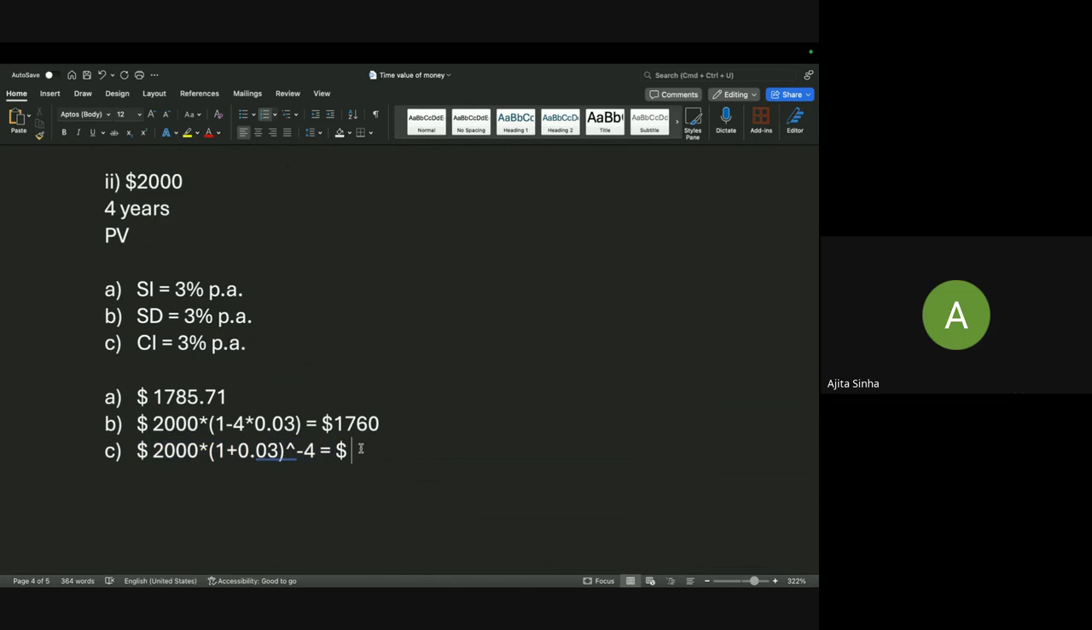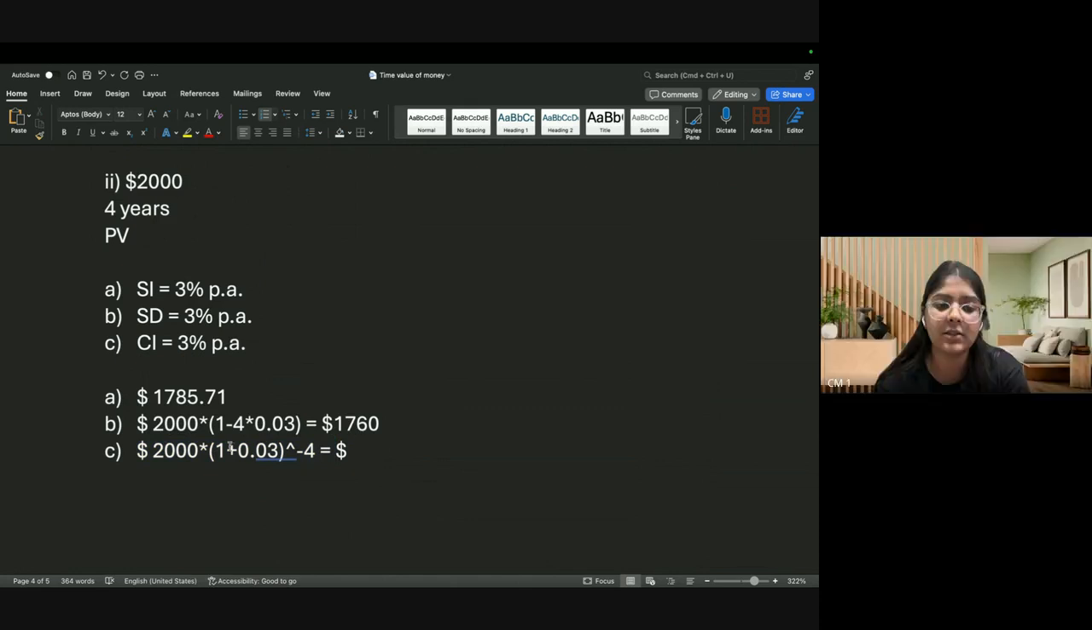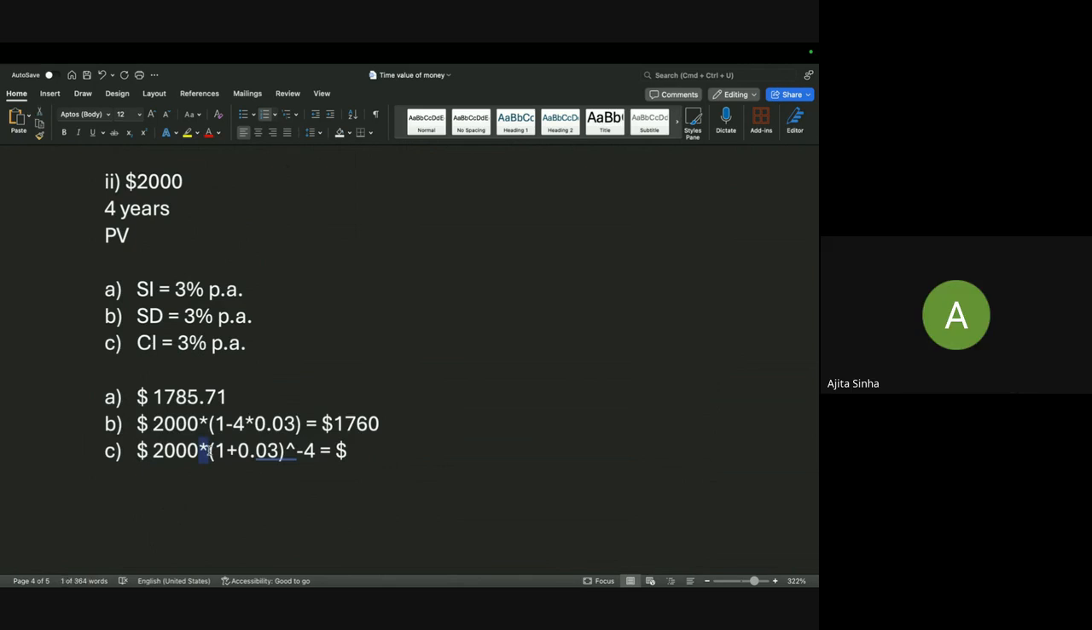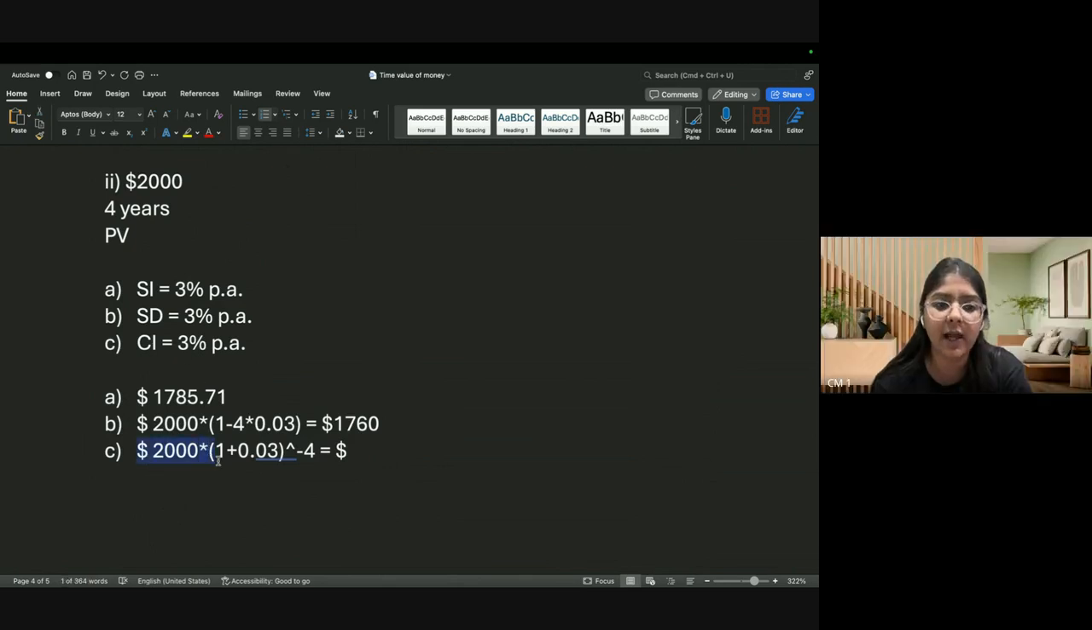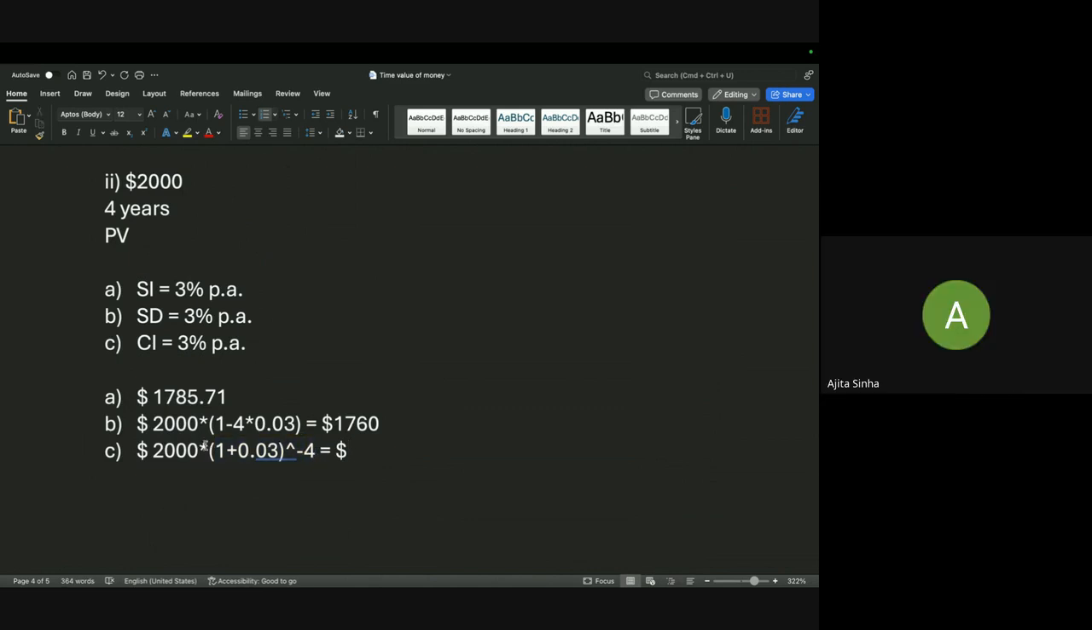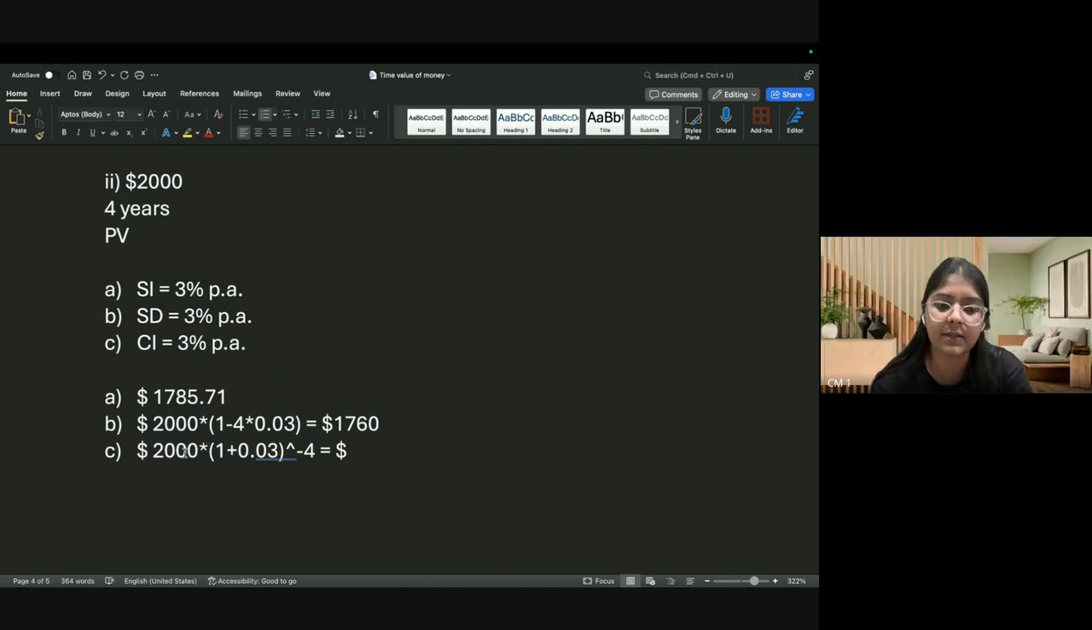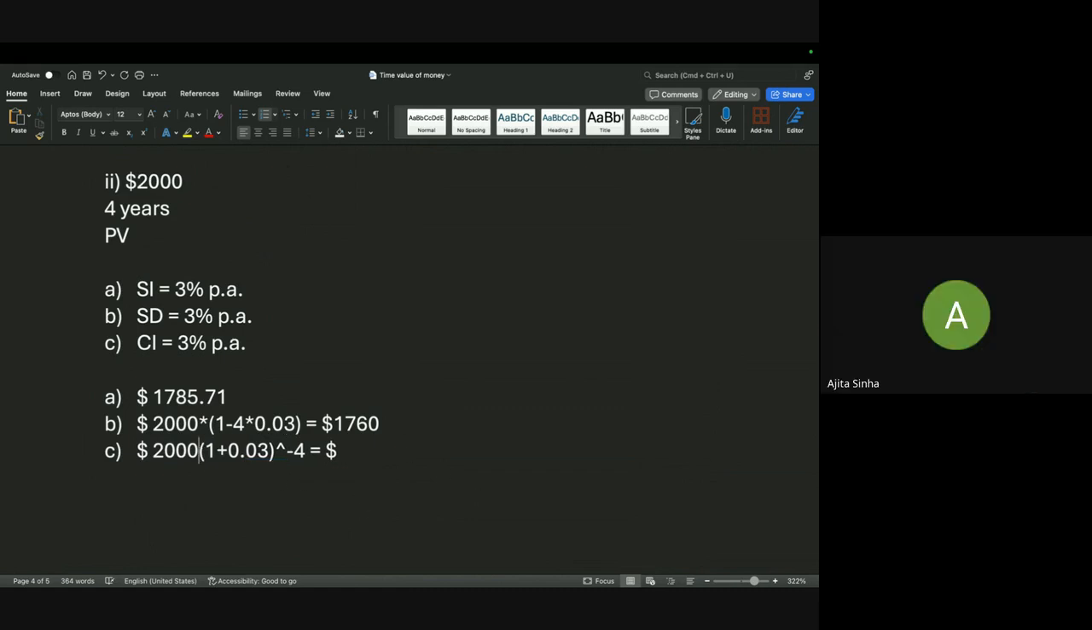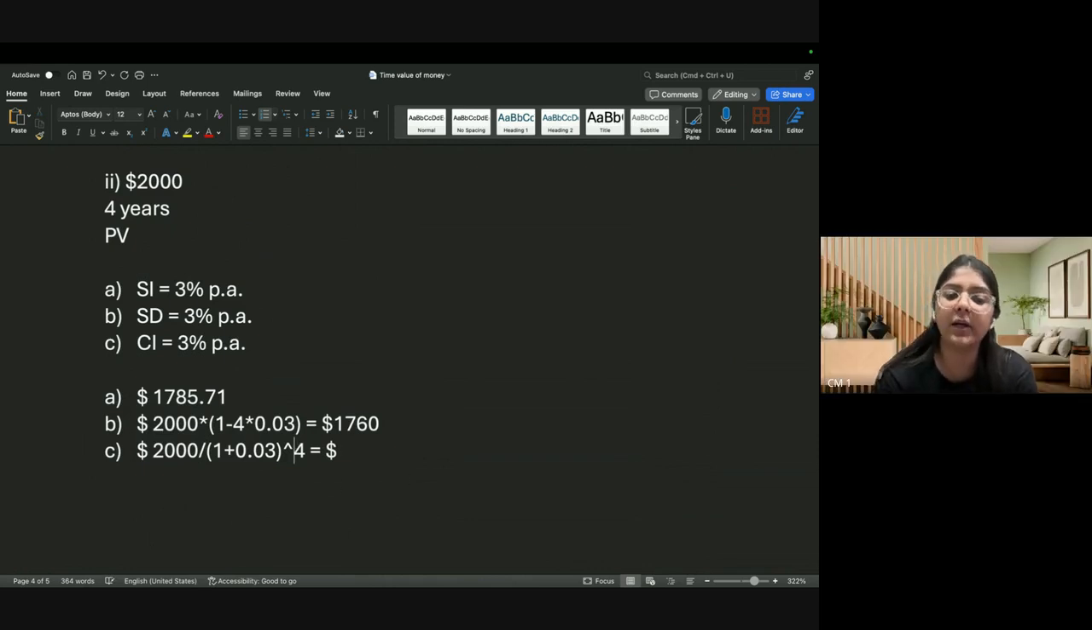Why have we multiplied here? So 2000 is your accumulated value. You multiply it with the discounting factor to get to the present value. So this is a discounting factor. Accumulated value into discounting factor will give you the present value. If you don't want to multiply, you can divide, but here minus 4 will become plus 4 then.